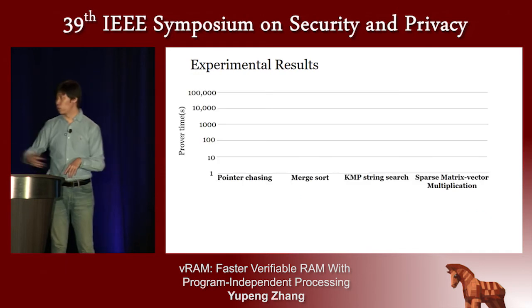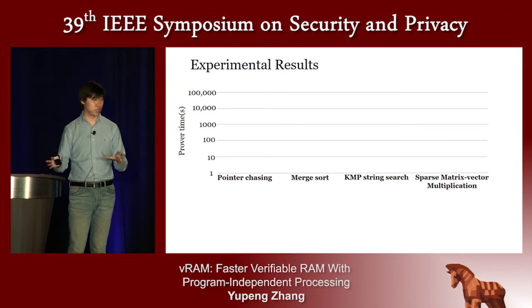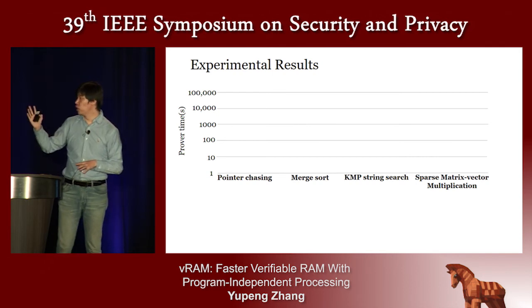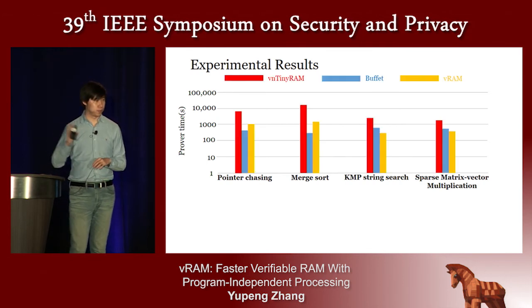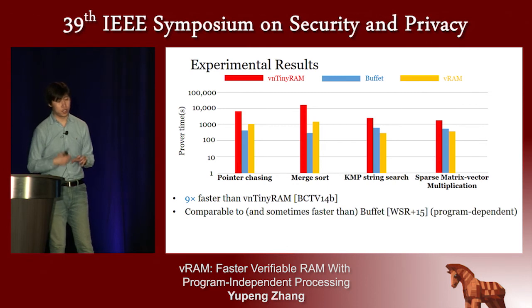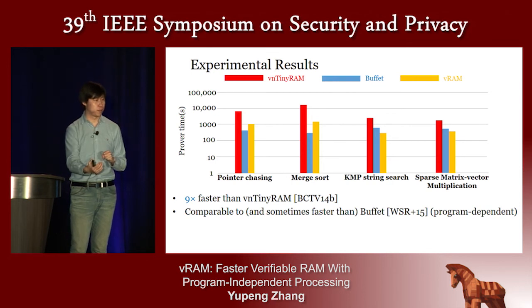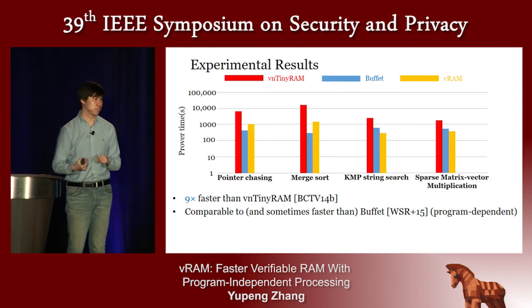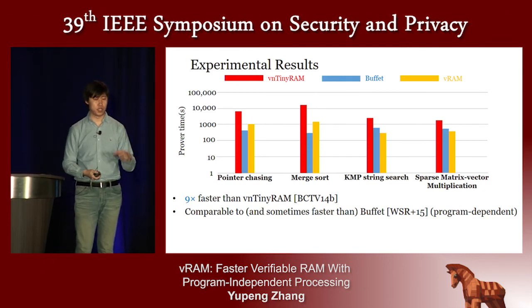In addition, we also test many RAM programs like ray tracing, merge sort, string search, and matrix multiplication. And we show that in terms of prover time, again, we are faster than OneTinyRAM, and even compared to a system that requires program-dependent setup called Buffet, the performance is comparable and sometimes faster than this system. And remember, this system requires a separate setup phase for each program you want to run.